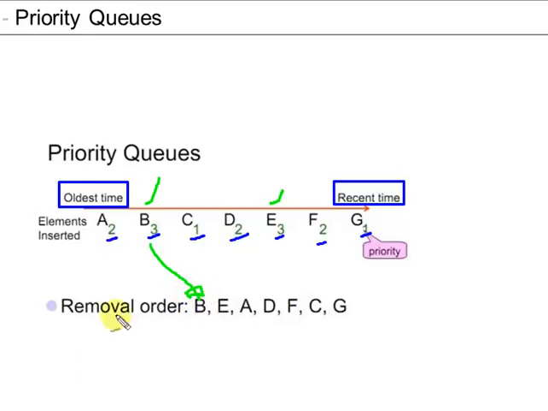Okay. Once B comes out, you are left with A, C, D, E, F, G. Out of that, again, who has the highest priority? This one. And there is now only one element with priority 3, so this one will come out next. Now, if these two have come out, among the remaining, who has the highest priority? A, D, and F. But out of that, who has come first? A. So A will come out now, and the same way all the elements will be taken out, and the sequence will be B, E, A, D, F, C, G. So this is called a priority queue. Okay.